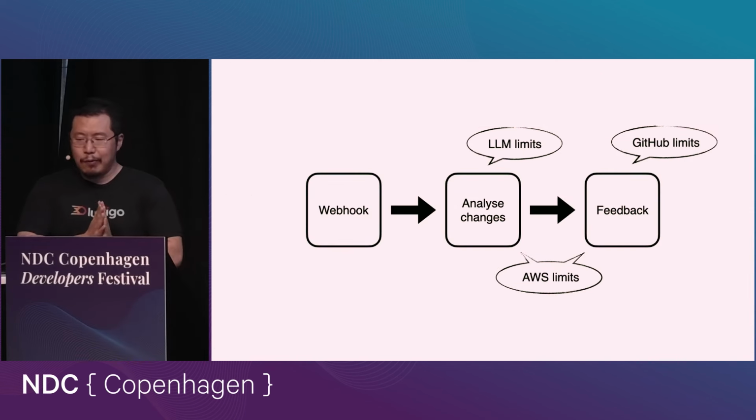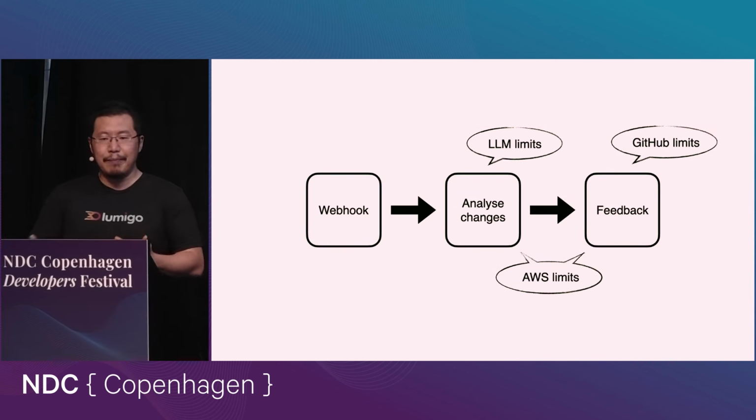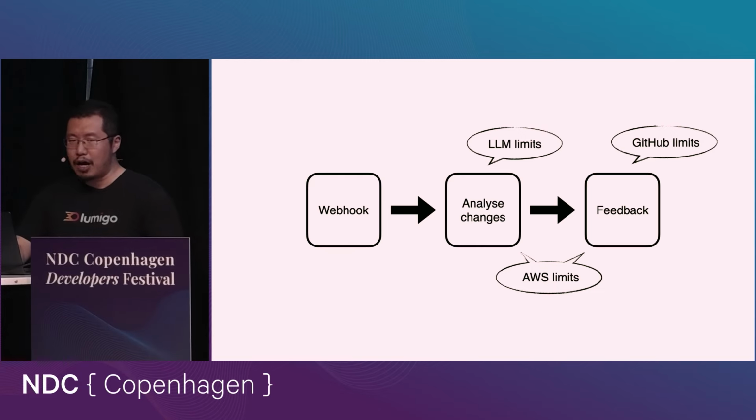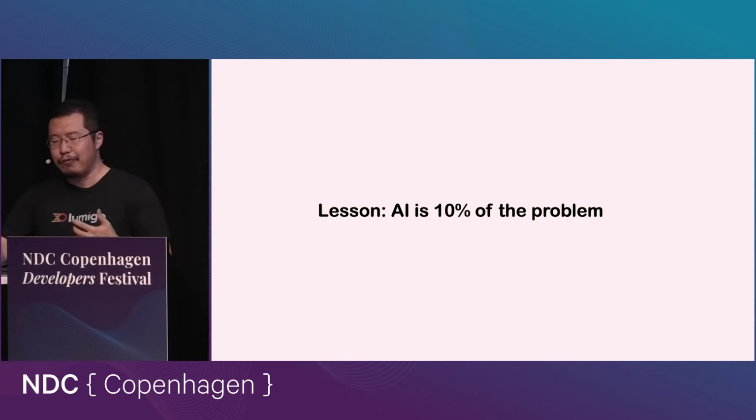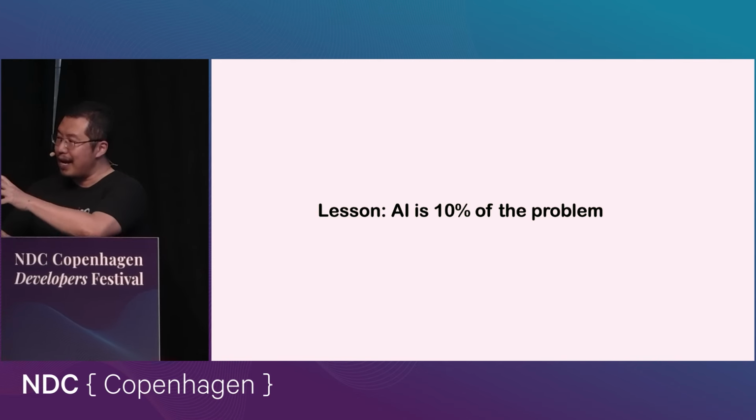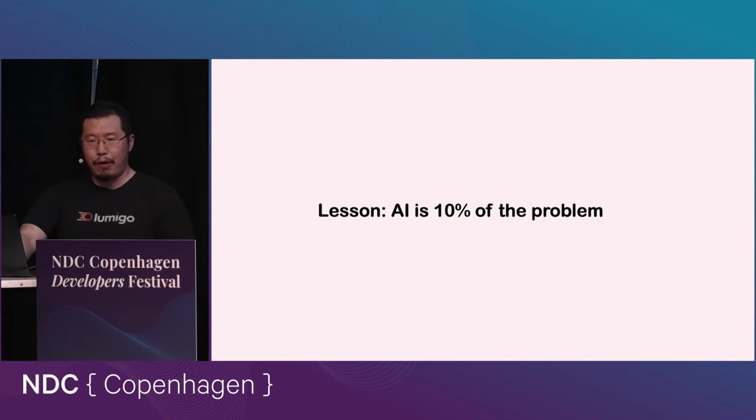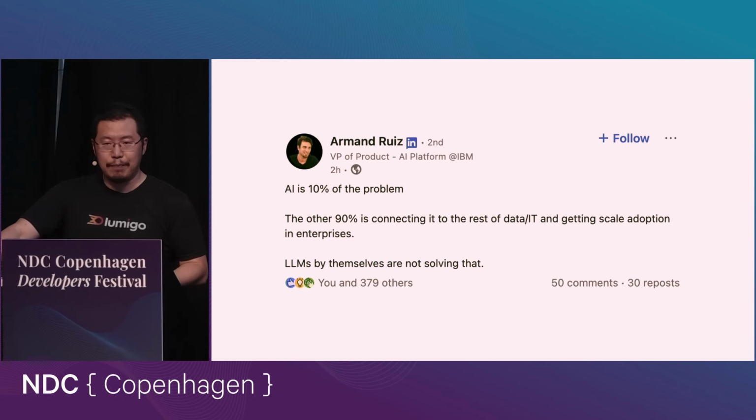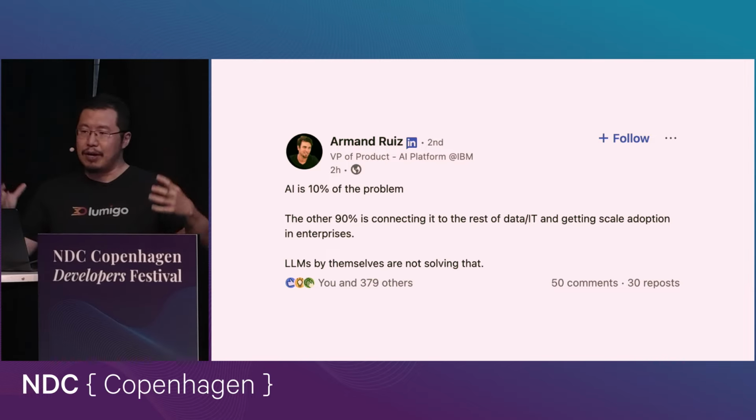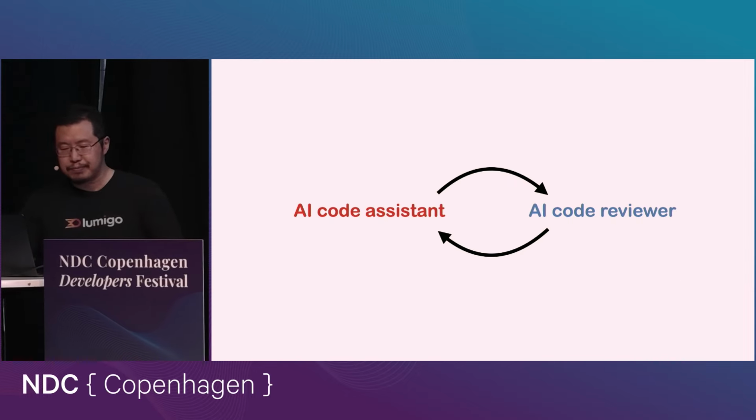But what we found is that we end up running into a lot of different limits: limits with the LLM APIs, with GitHub, with AWS. And so even though we're building this system around AI, we found that there's still a lot of software engineering involved. In fact, the actual AI bit is probably only about 10% of the problem. And that's something that a lot of other people have said as well, that there's still a lot of software engineering in connecting the data you have in your system into the LLM.